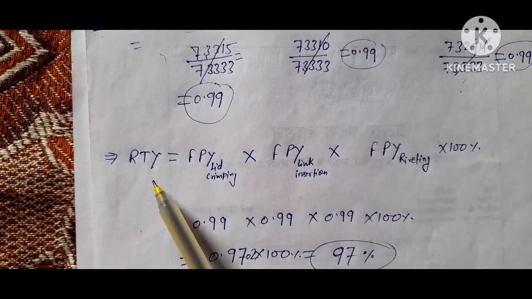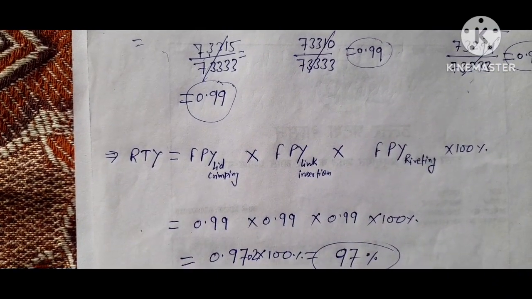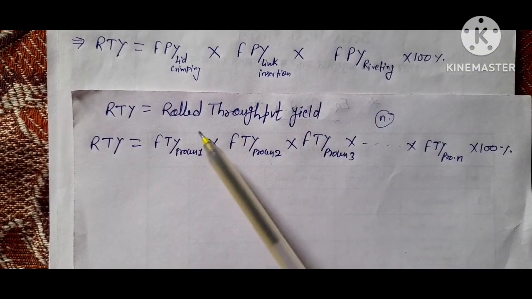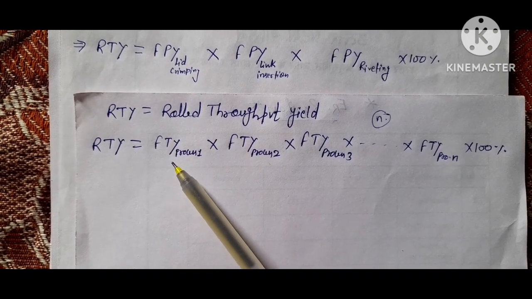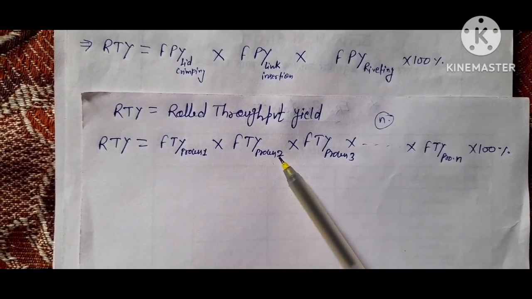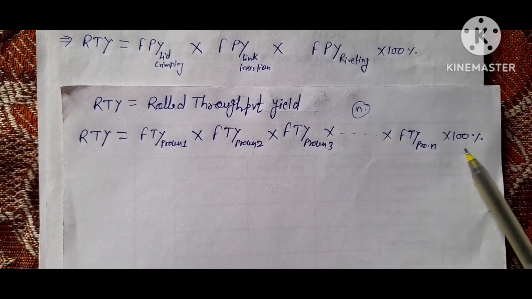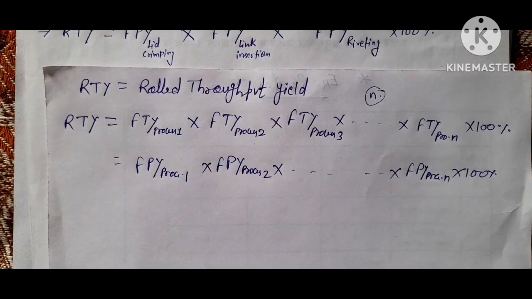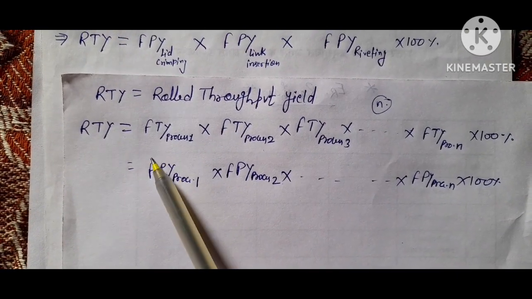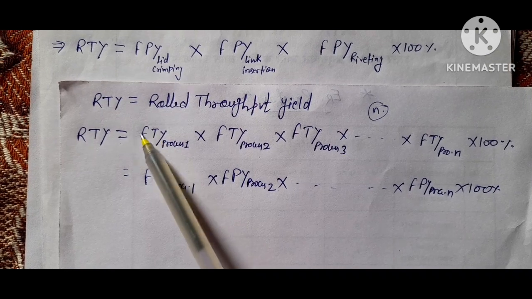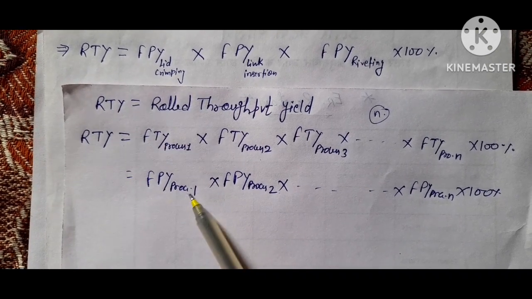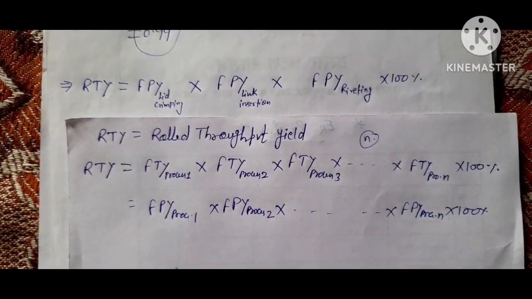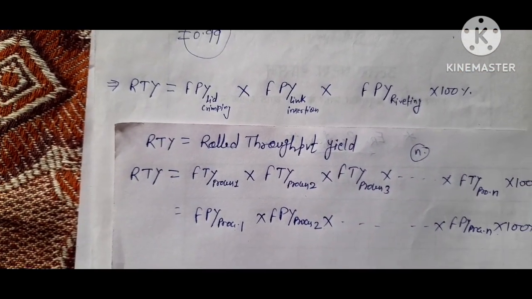So what is RTY? Friends, RTY is rolled throughput yield. The formula is FTY of process 1 times FTY of process 2 times FTY of process 3, up to n processes, multiplied by 100. If you are calculating with FPY, the formula is the same, except you put FPY of process 1, FPY of process 2, up to process n, multiplied by 100%. So this is the formula of RTY.